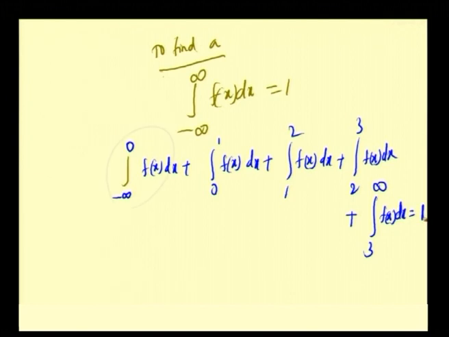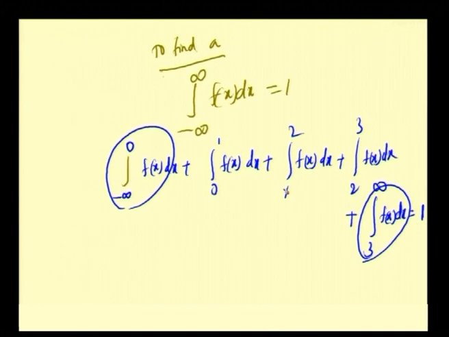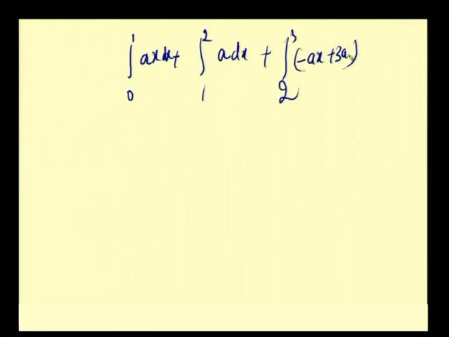In the intervals minus infinity to 0 and 3 to infinity, f of x is defined as 0. Only in the 3 intervals 0 to 1, 1 to 2, 2 to 3 it is defined. Okay. So, what is the corresponding f of x for these 3 intervals? First of all, 0 to 1, in this interval f of x is defined as ax, plus 1 to 2 it is defined as a, and then plus 2 to 3 it is defined as minus ax plus 3a dx equal to 1.